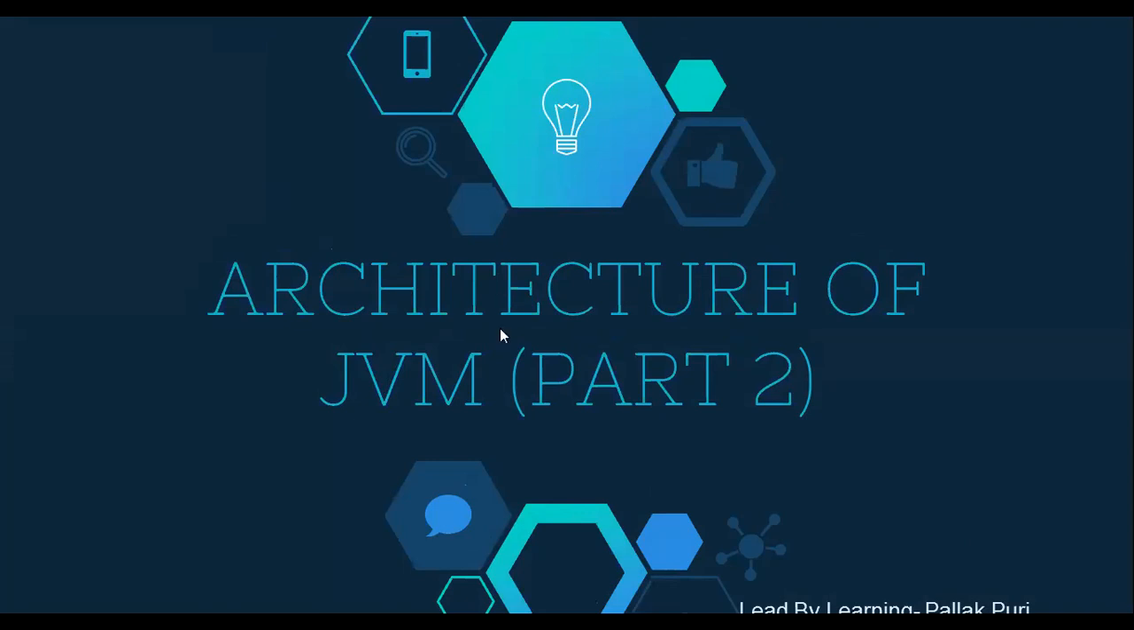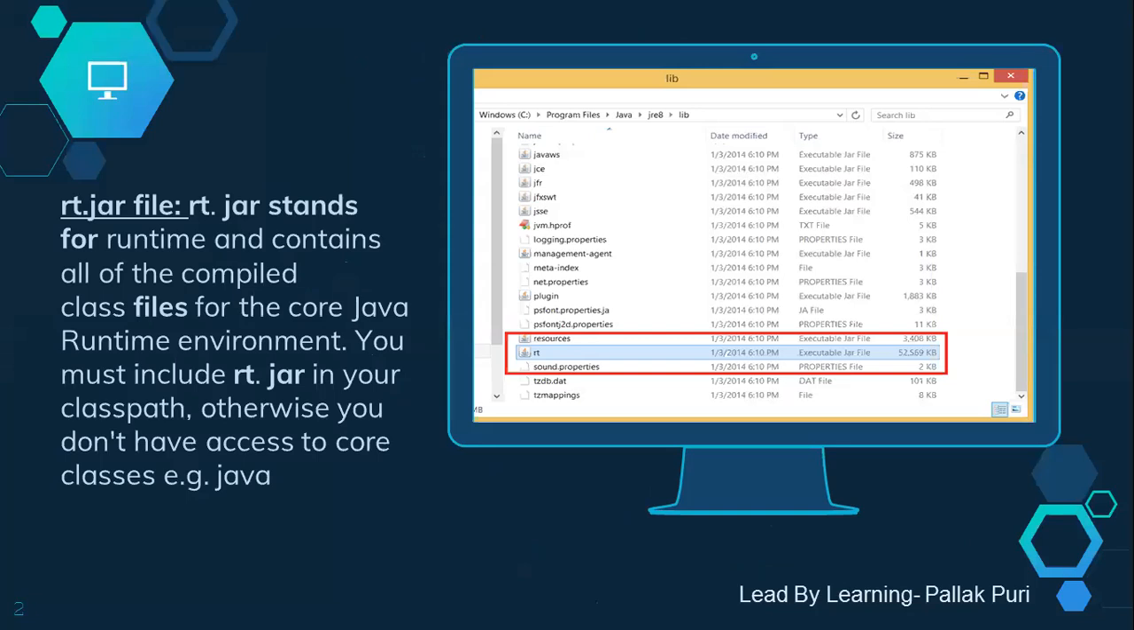But before moving to the architecture of JVM, we should know a few definitions or terms. First one is the rt.jar file. RT means runtime. rt.jar stands for runtime and contains all of the compiled class files, like we have java.lang package classes, java.net package classes, java.util package classes, etc. So all the compiled classes are stored in the rt.jar file.